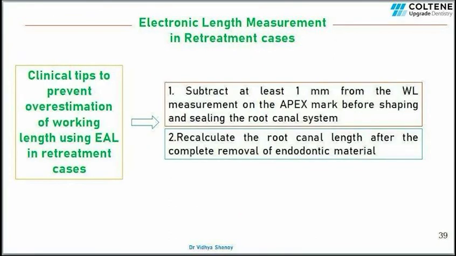So these are few clinical tips to prevent overestimation of working length using apex locators in retreatment cases. Once we measure the working length till the 0 mark or the apex mark, subtract 1 mm from this working length and then do the cleaning and shaping. Again, once the obturating material is removed completely from the root canal, measure the working length using apex locator and then continue with the preparation.